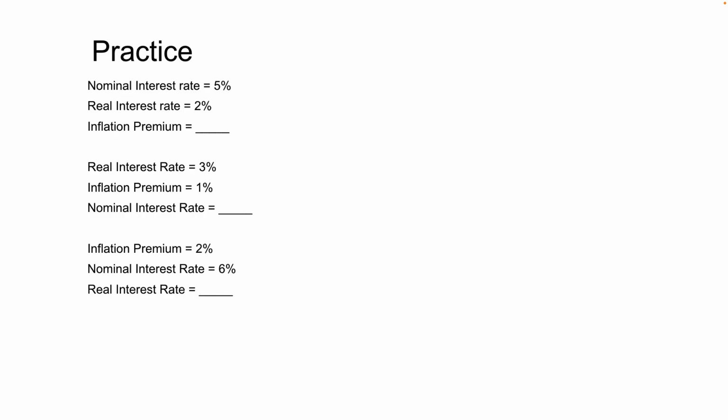So here we can do a little practice. If the nominal interest rate is 5%, that's what they're actually charging, and the real interest rate is 2%, then what did they add on top of that to get to 5%? The inflation premium would be 3%, right?